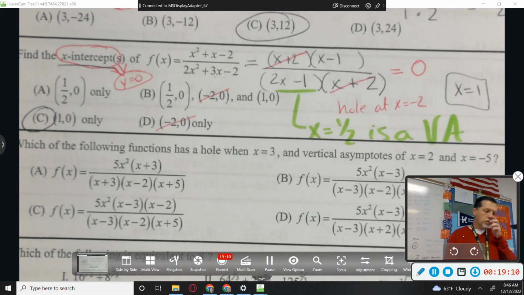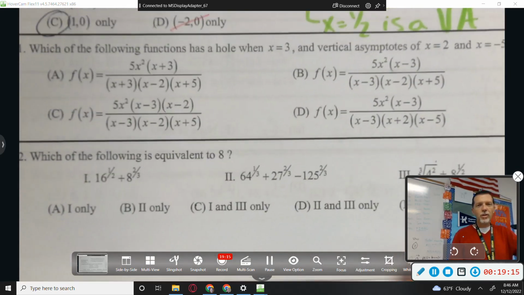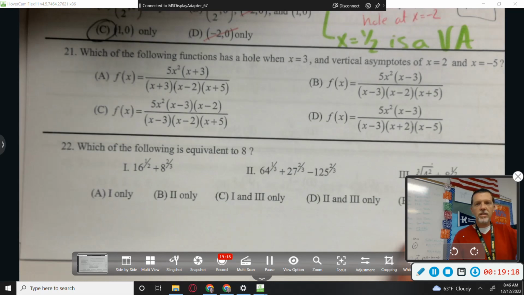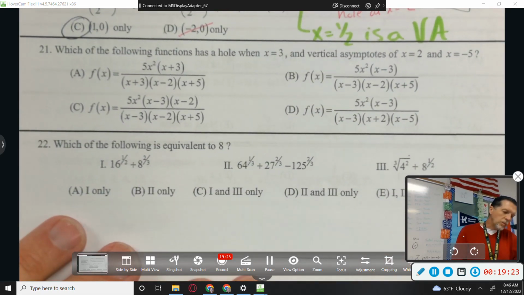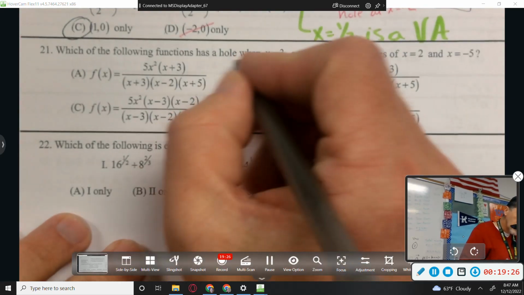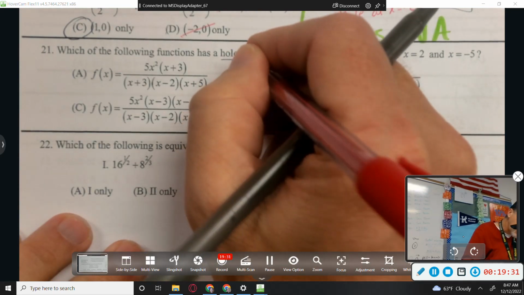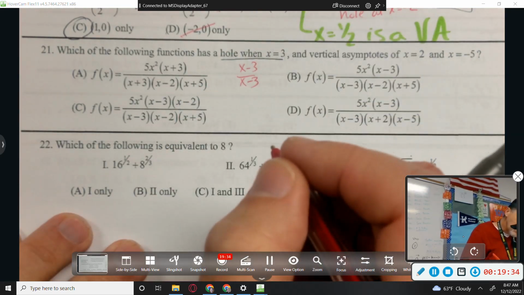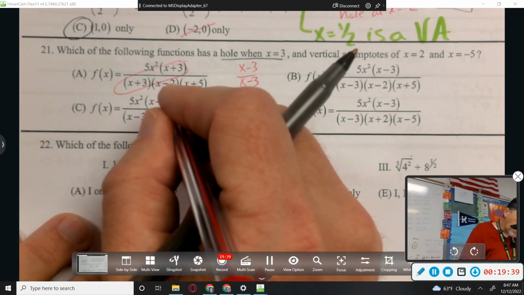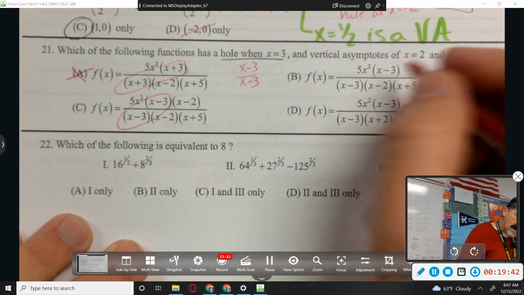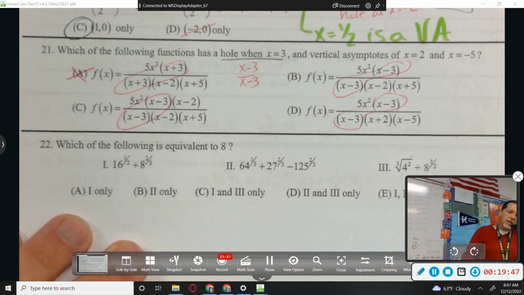We said we were going to go through 20, but let's do 21 because it's right in that same unit of holes, asymptotes, vertical asymptotes, x-intercepts, all that stuff. So 21, which of the following functions has a hole when x equals 3? So that should mean we have an x minus 3 top and bottom, not an x plus 3 top and bottom. X minus 3 top and bottom. Okay, so we ruled out one.